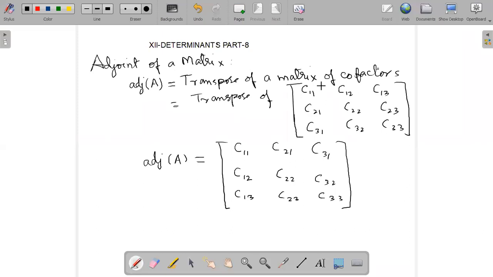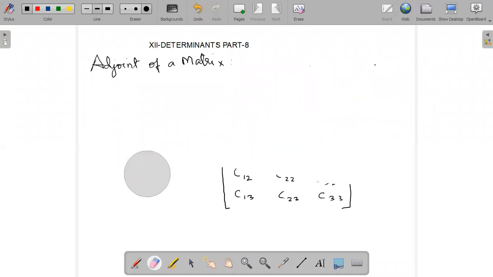So obviously we have to find the cofactors of all elements, write their matrix and find its transpose. Or we can directly write the transposed arrangement as the adjoint. It can be 2 by 2 or 3 by 3, it depends. Now we will take one question of 3 by 3.